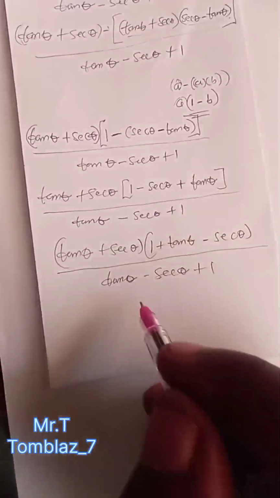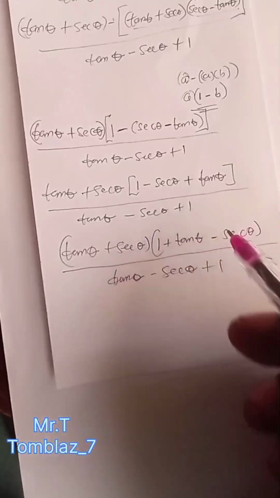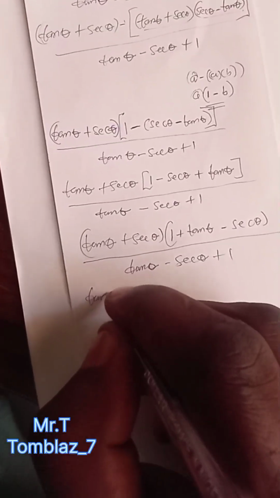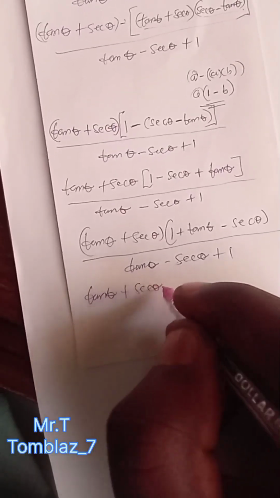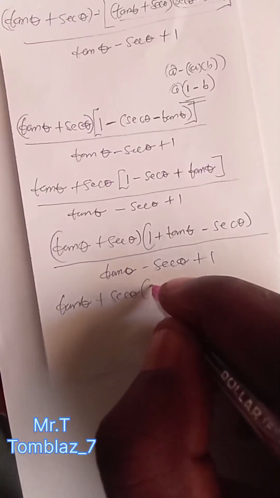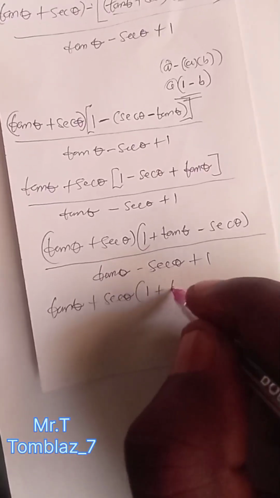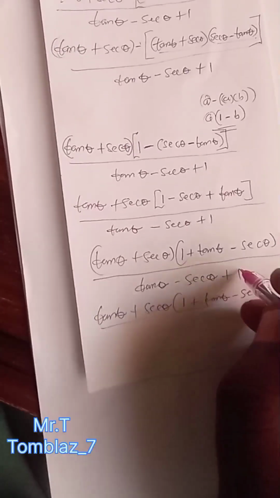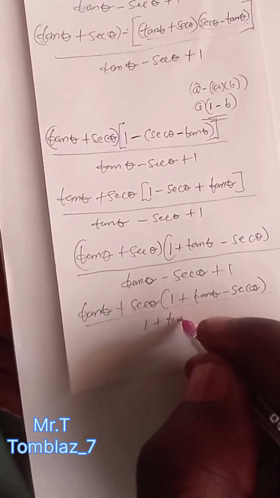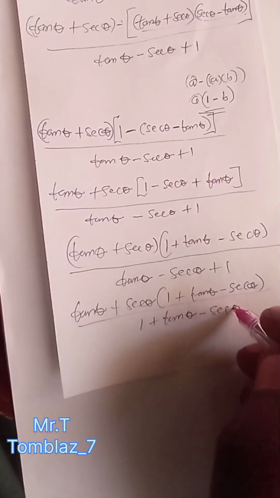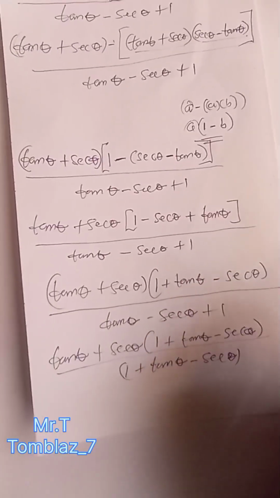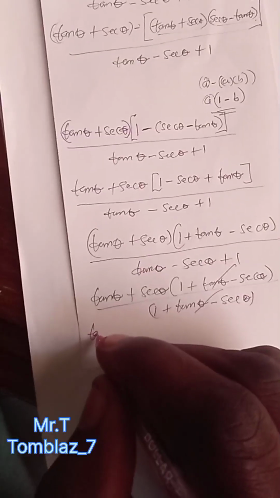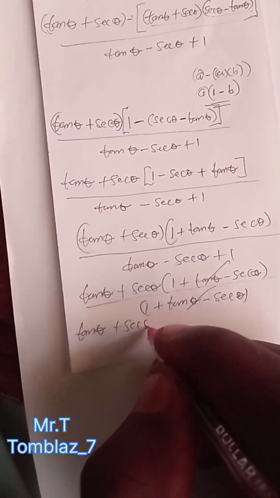Now look at this value here and this value here. Are they not the same? Remember that addition is commutative, so we can write it this way as well: tan theta plus sec theta into 1 plus tan theta minus sec theta, all over 1 plus tan theta minus sec theta. That means these are equal, so they can cancel each other. So what am I left with? Tan theta plus sec theta.